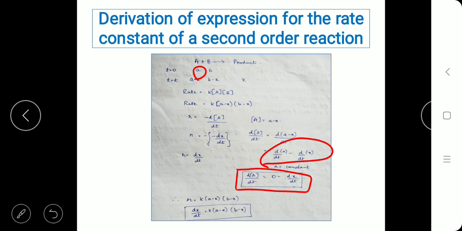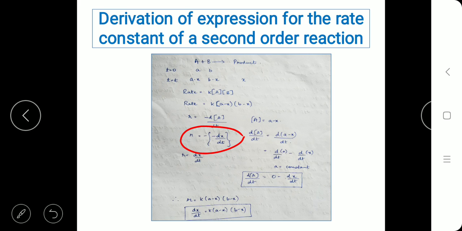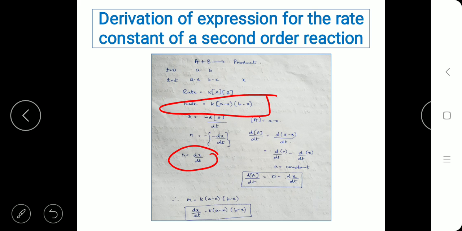Now this value of dA by dt we are going to substitute in this equation, R is equal to minus dA by dt, that is R is equal to minus of minus dx by dt. Now we know minus into minus is plus, and hence we get R is equal to dx by dt. Now we have two expressions: rate is k into (a minus x) into (b minus x), and rate is equal to dx by dt. Hence we equate these two and get dx by dt is equal to k into (a minus x) into (b minus x).